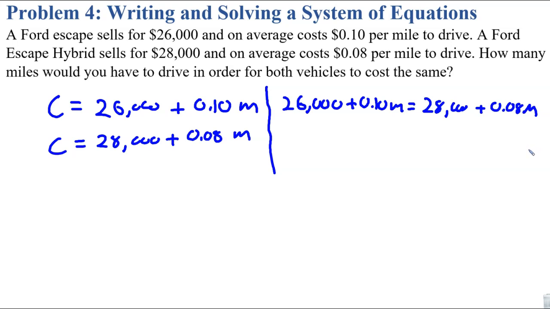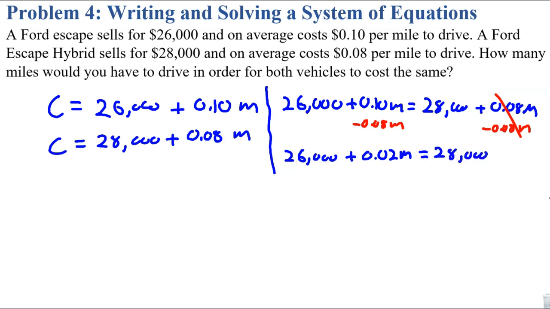I now have an equation that I can solve for m, and I'm going to do that by getting all the m's on one side. I'm going to subtract 0.08m from both sides of this equation. That's going to cancel out the m's on the right, leave me with just 26,000 plus 0.02m on the left is equal to 28,000. Then I can subtract the 26,000s from both sides to get the m alone on the left. Big numbers, but the math's actually pretty simple. Those will cancel. We end up with 0.02m is equal to 2,000.